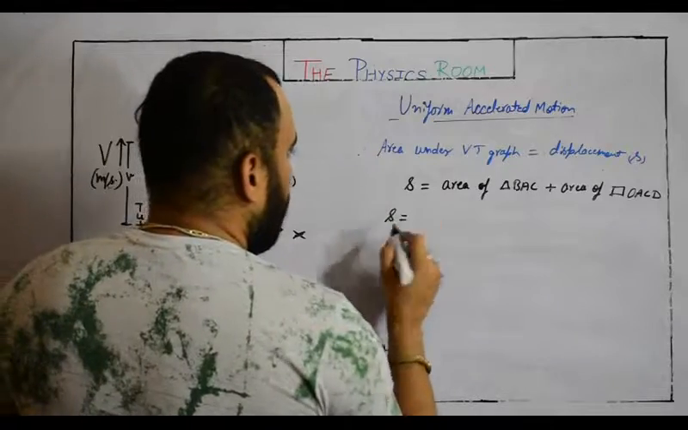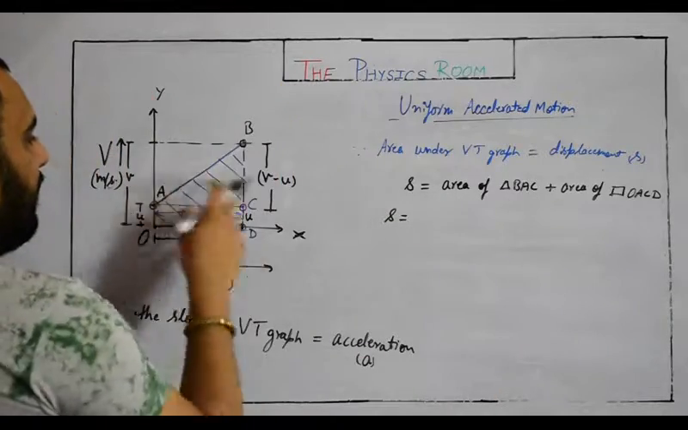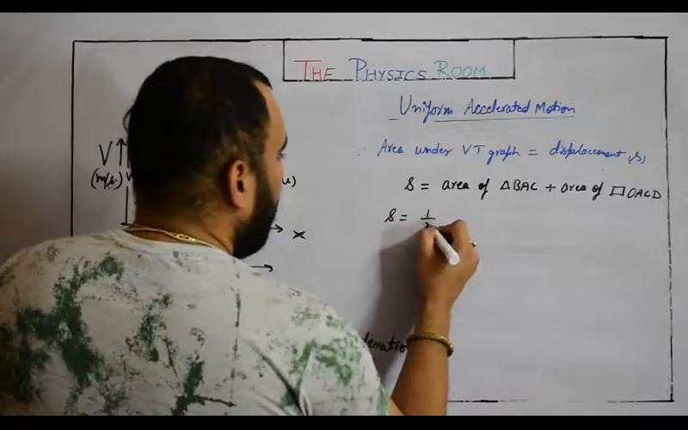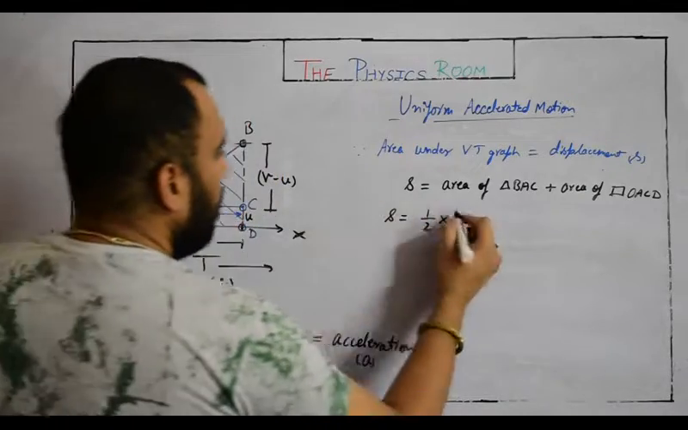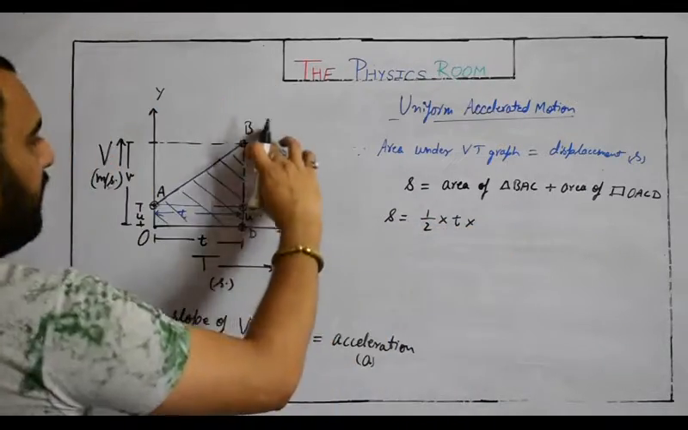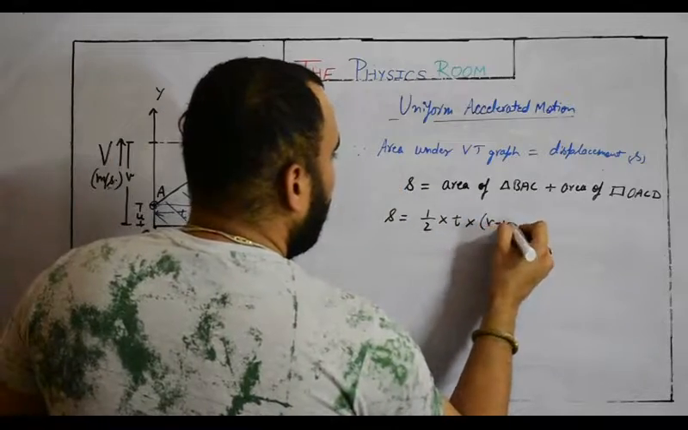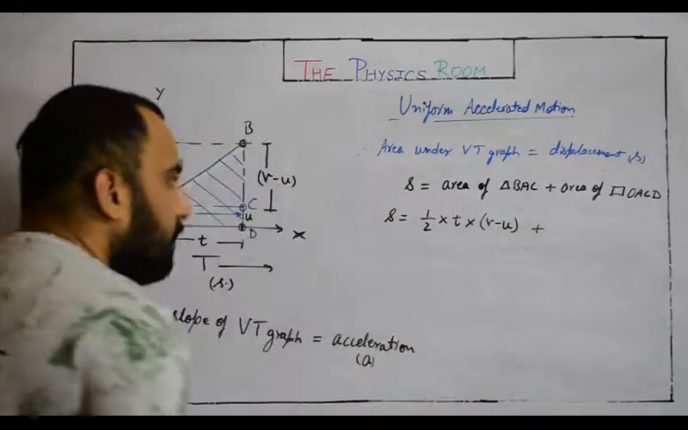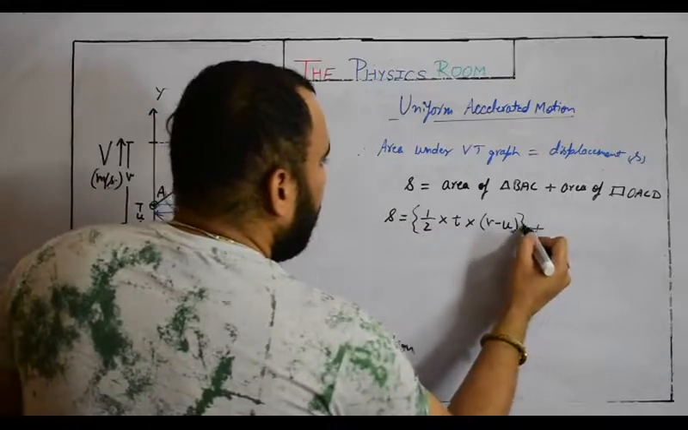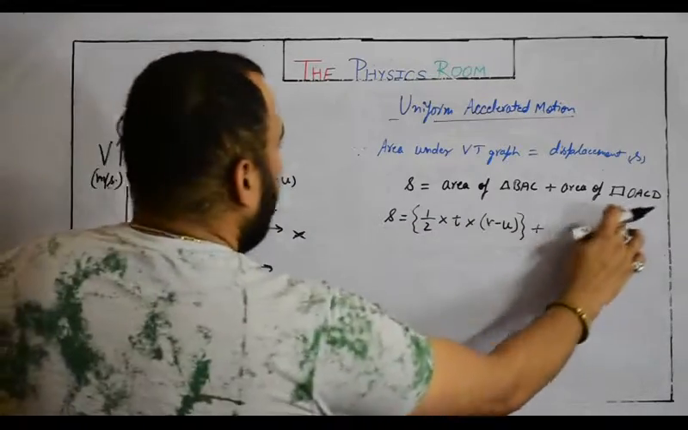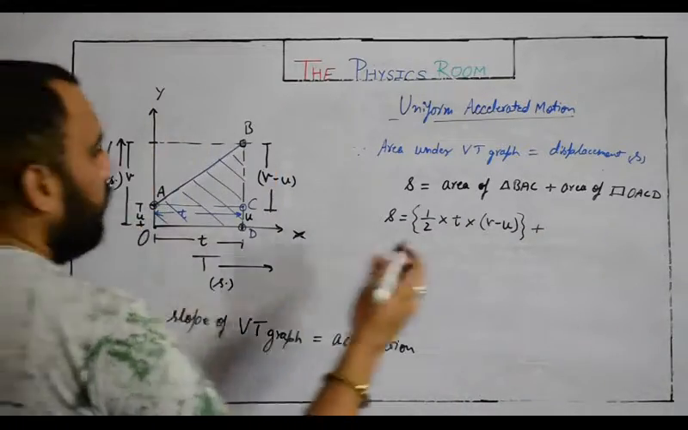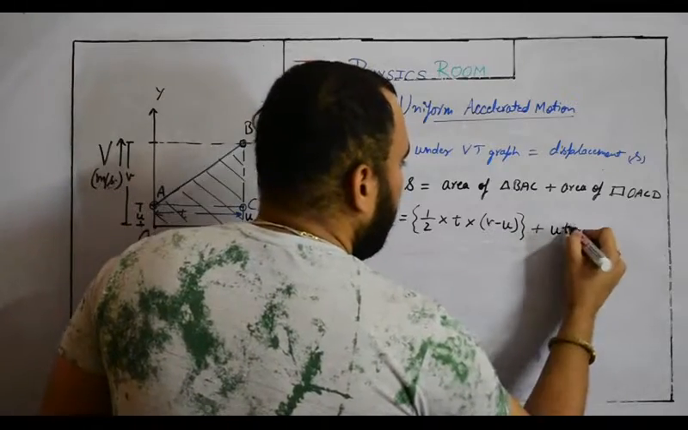So S equals the area of triangle BAC, a right angle triangle, half into base into height. Half into base T into height BC, that is V minus U, plus the area of the rectangle, side into side, U into T. So you can simply use U into T.